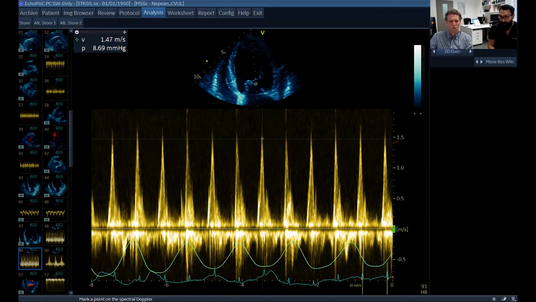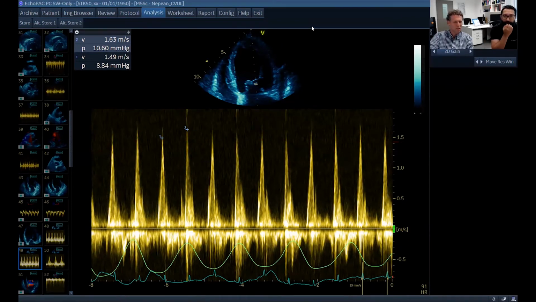And more often than not in tamponade, you've got a fusion of your E and A waves, which is why you get a single peak. And you've also decreased your sweep speed, to crunch them all in. That allows you to measure it. Now, these measurements, do you think that'd be okay?